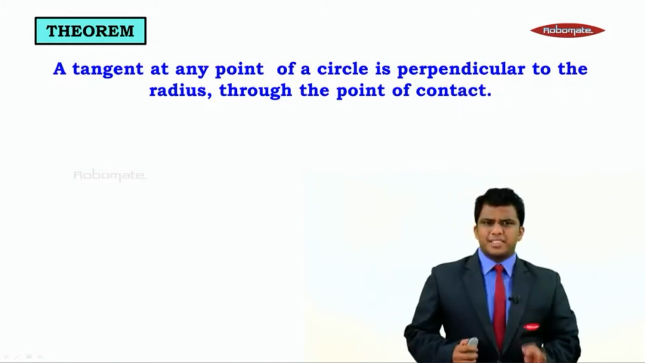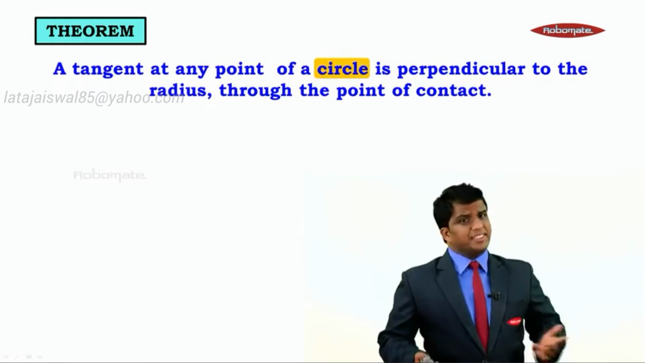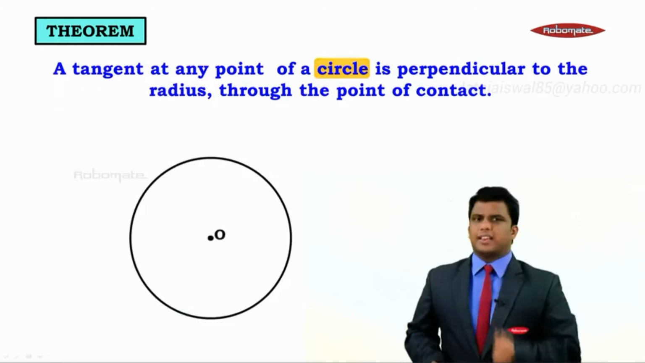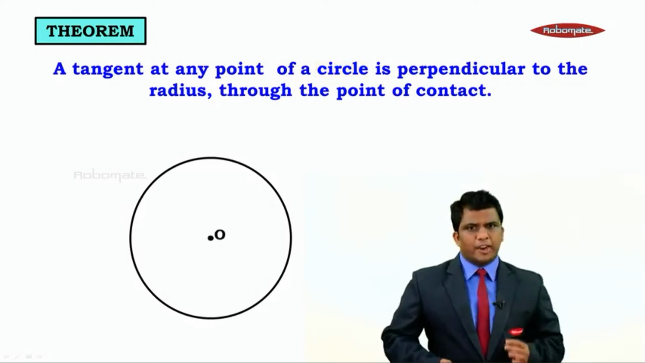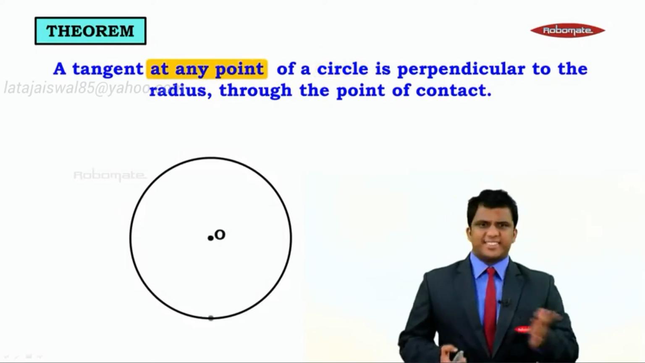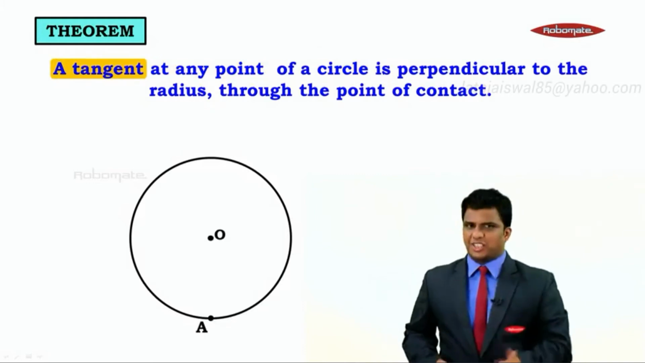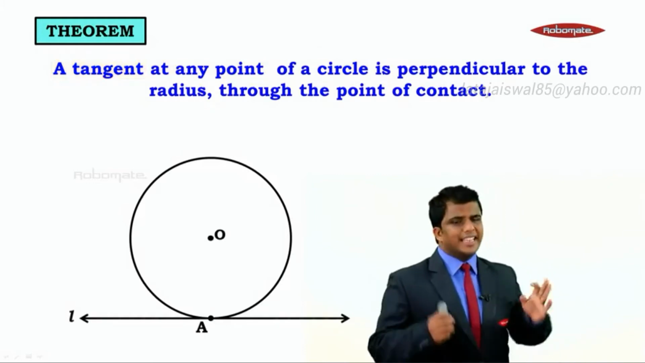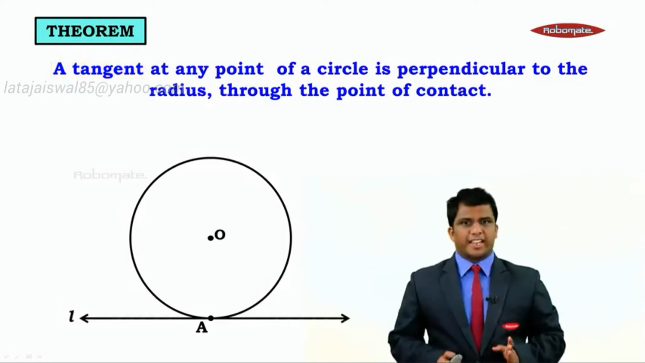If we try to decipher this statement, we look at the hint word over here, which is a circle. As the name of the chapter is circle, let's draw a circle with center O. Now on the circle, we have infinite number of points, but they want us to take any one point. So let's take this point as A. And at this point A, we need to have a tangent. So let's say line L is a tangent to the circle at point A. So A is the point of contact.